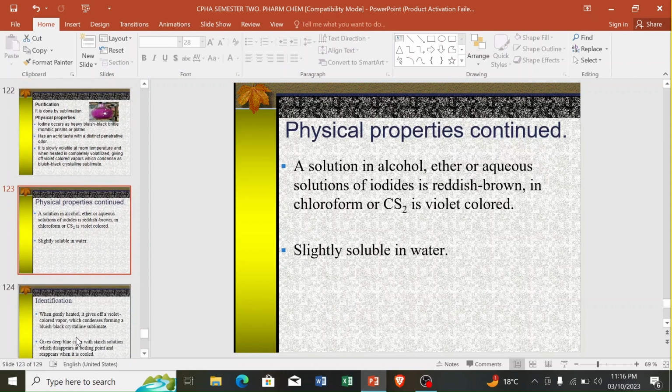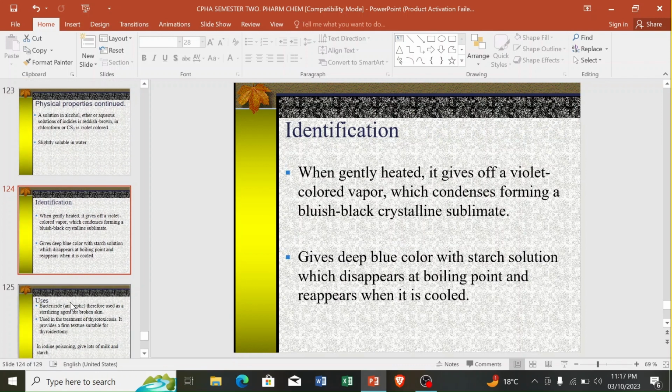Physical properties: the solution in alcohol, ether, or aqueous solution of iodides is reddish brown, in chloroform or CS2 it is violet colored, and it is slightly soluble in water. Identification: when gently heated, it gives off violet colored vapor which condenses, forming a bluish black crystalline sublimate, and it gives a deep blue color with starch solution which disappears at boiling point.